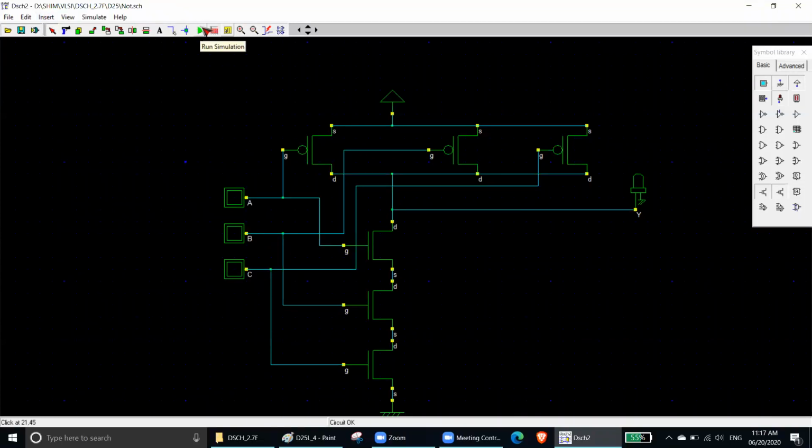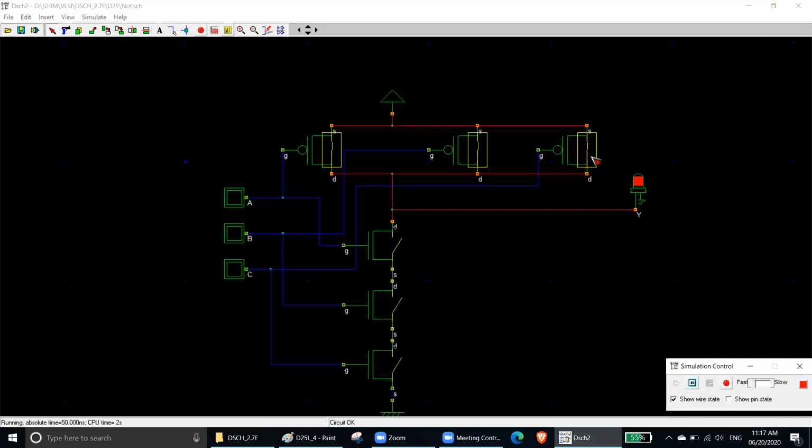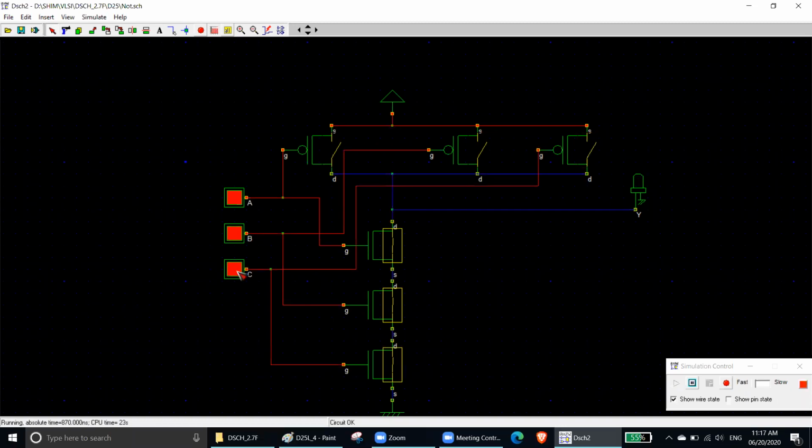Now, I understand this looks very okay. Let's see what the truth table is first. When you have 0, 0, 0, you have 1. 0, 0, 1, you have 1. 0, 1, 0, you have 1. When you have 0, 1, 1, you have 1. When you have 1, 0, 0, you have 1. 1, 0, 1, 1. 1, 1, 0, 1. When you have 1, 1, 1, that time your output is 0. So that is actually your 3-input Nand gate. Always remember, it is your 3-input Nand gate. Okay?